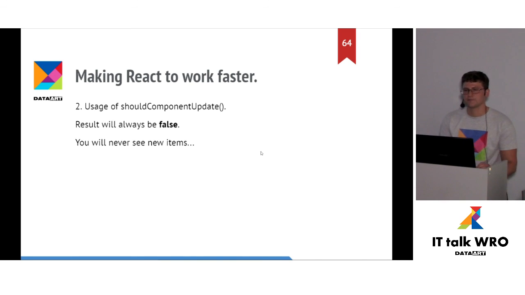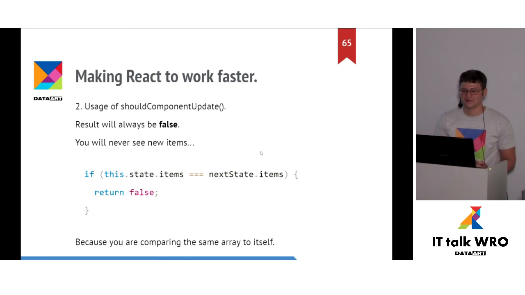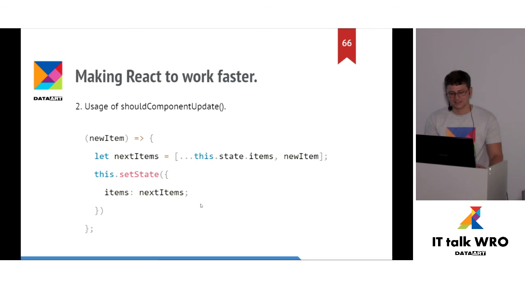Okay, so in this case, the result for shouldComponentUpdate will always be false. And you will never see the items which are new. Well, because you are returning the same array, and when you compare the same array to itself, it is always true, and that's why this will return false, right? Okay, so we don't want to use this case. Let's have a look at another case.